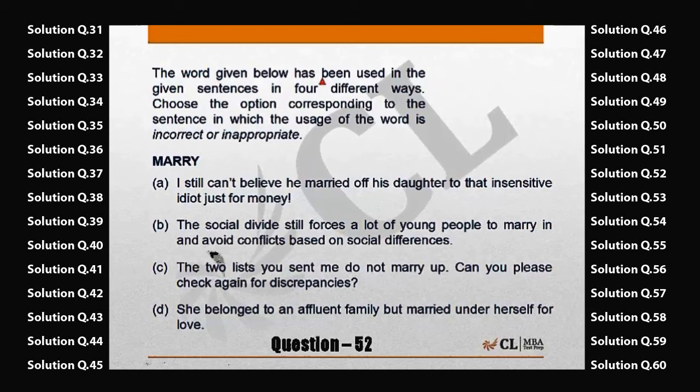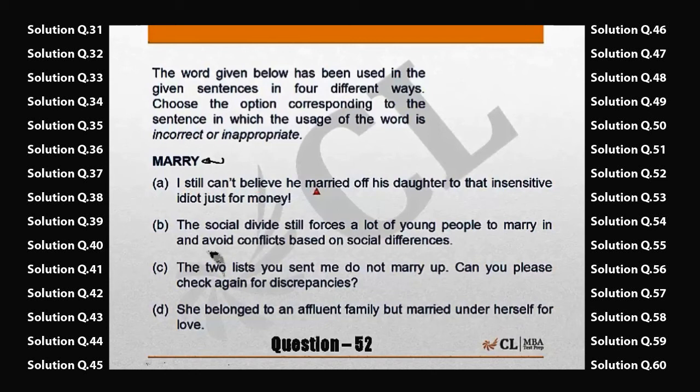The word given below has been used in the given sentences in 4 different ways. Choose the option corresponding to the sentence in which the usage of the word is incorrect or inappropriate. Just hope that you know this. And the word is marry. That's an easy word. Then you'll suddenly realize that this question is not all that easy.